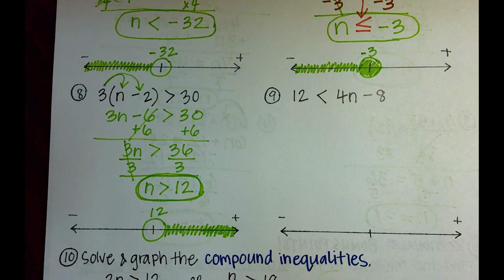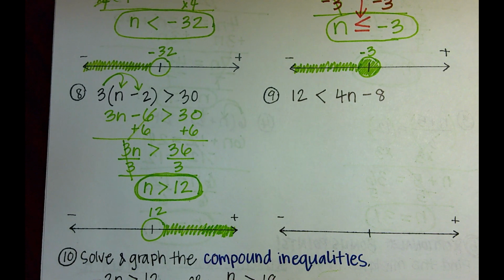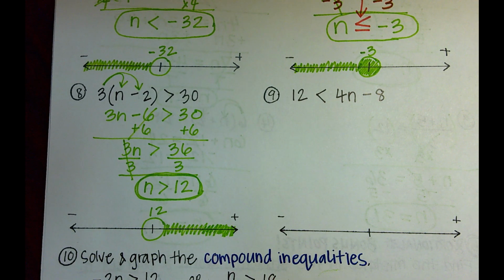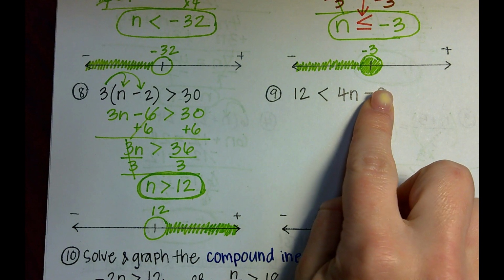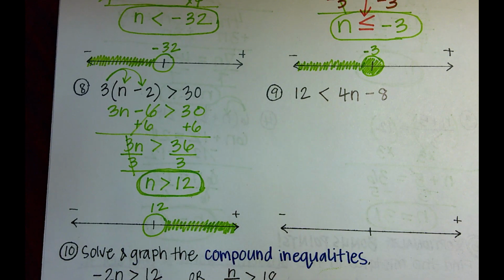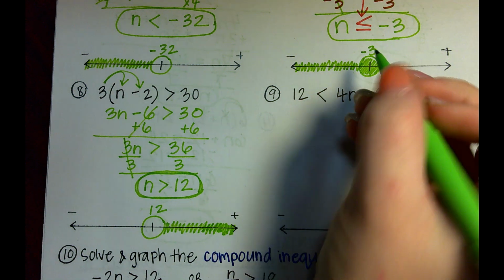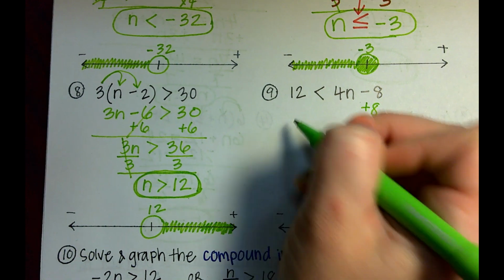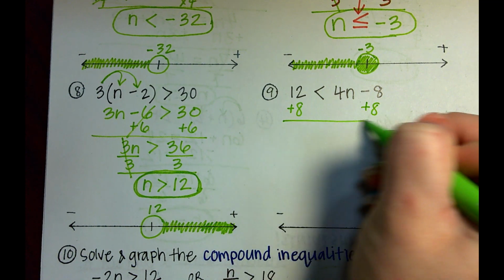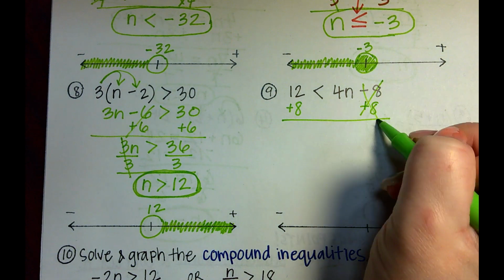All right. Number 9. What's weird about number 9? Variables on the right. Oh, my variable's on the right side. It's over here instead of the left. So, we're going to have to do something weird at the end here. Let's go ahead and solve this first. What should I do? Add 8 to both sides. Good, my 8s will cancel.